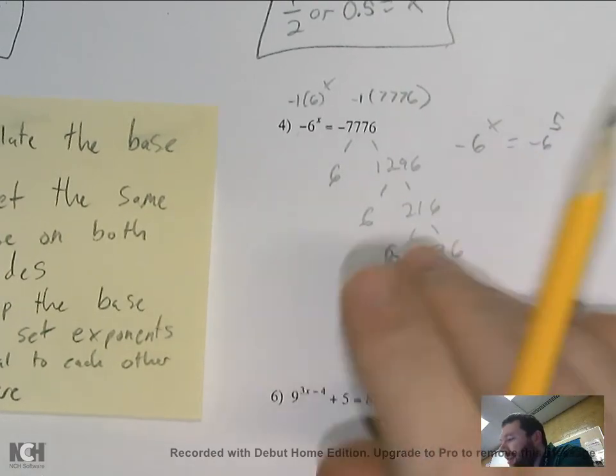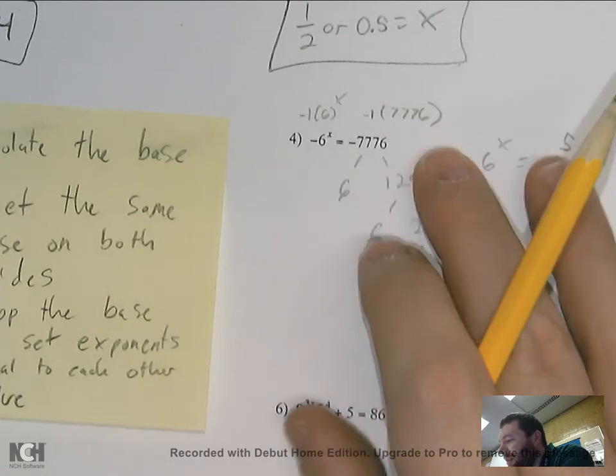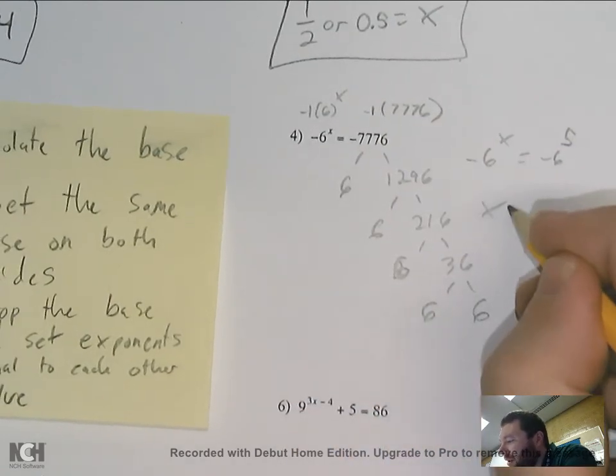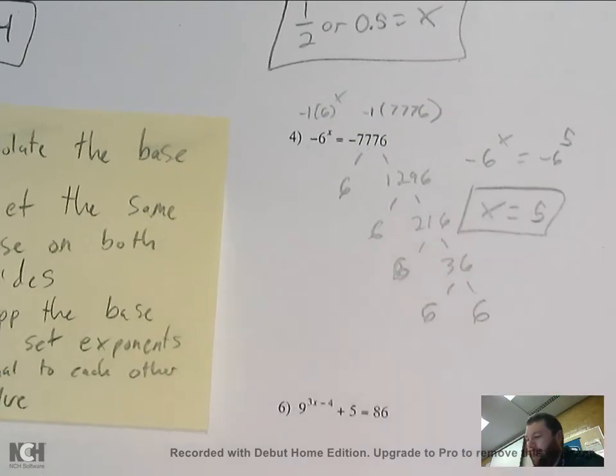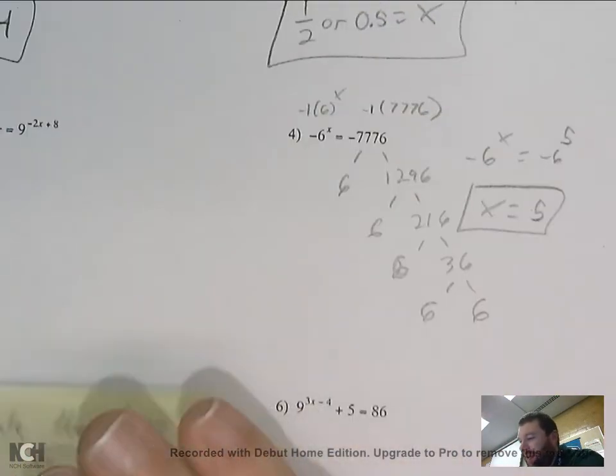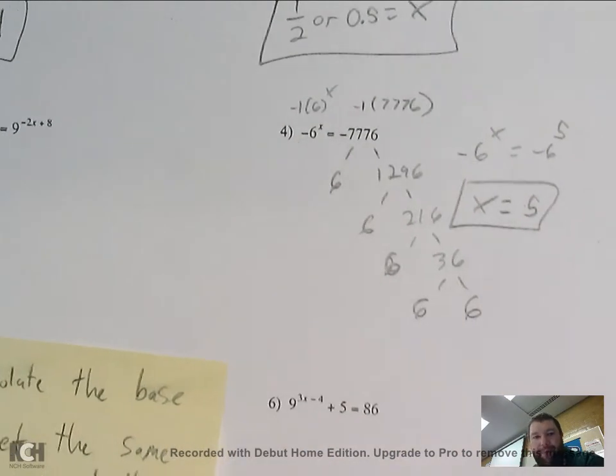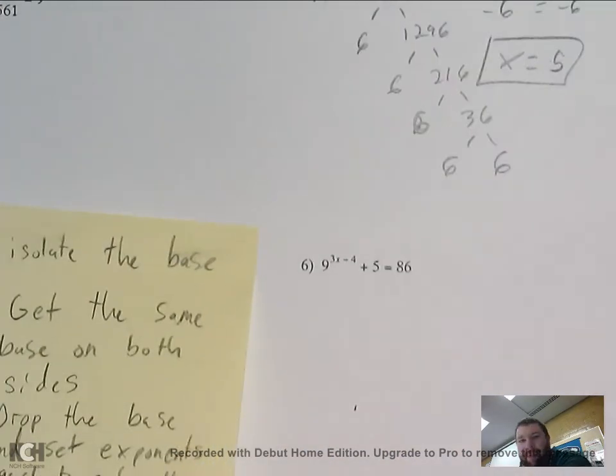Okay, and then I have the same base. I'm going to drop the bases, set the exponents equal to each other. I get x is equal to 5. And that's my answer. Okay, pretty simple problem so far. Let's see if we can get a more complicated one.